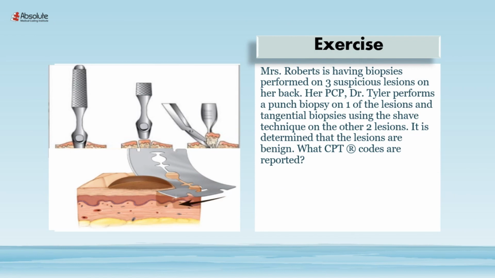I have another one for you. So here we go. Our next exercise, Mrs. Roberts is having biopsies performed on 3 suspicious lesions on her back. Per PCP, Dr. Tyler performs a punch biopsy on one of the lesions and tangential biopsies using the shave technique on the other two lesions. It is determined that the lesions are benign. What CPT codes are reported? All right, I'm going to give you 2 minutes and your time begins now. Good luck.